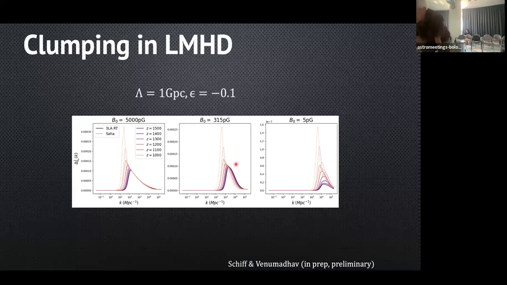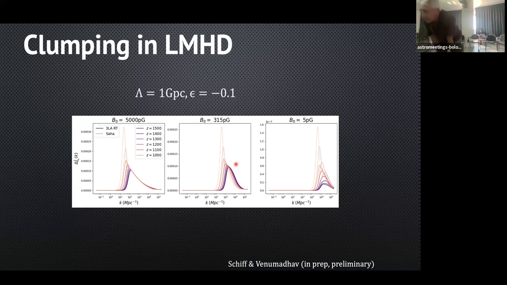Thanks. You show that there is this degeneracy between the primordial magnetic field and the level of clumping, baryon clumping. I'm wondering if you have any independent estimate of baryon clumpiness, or if there is a way to break this kind of degeneracy between the two quantities?